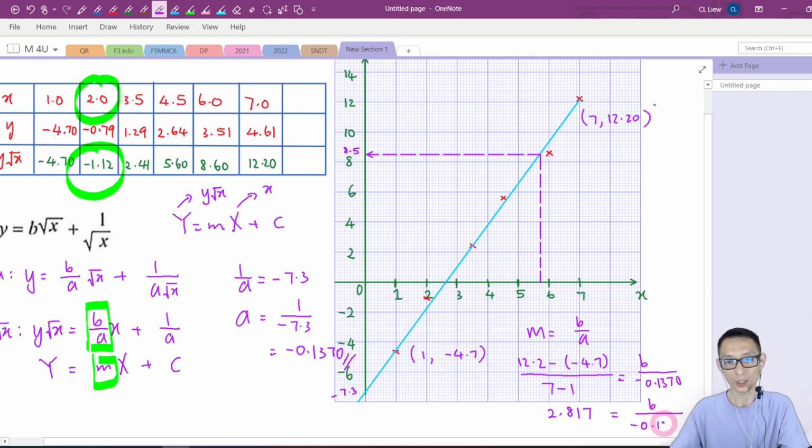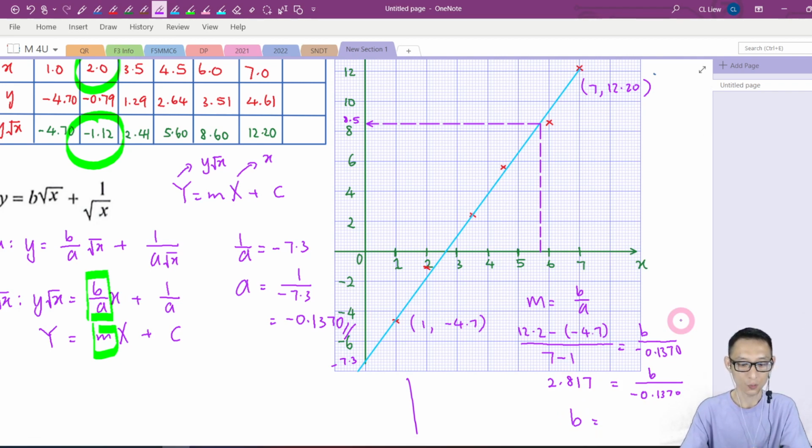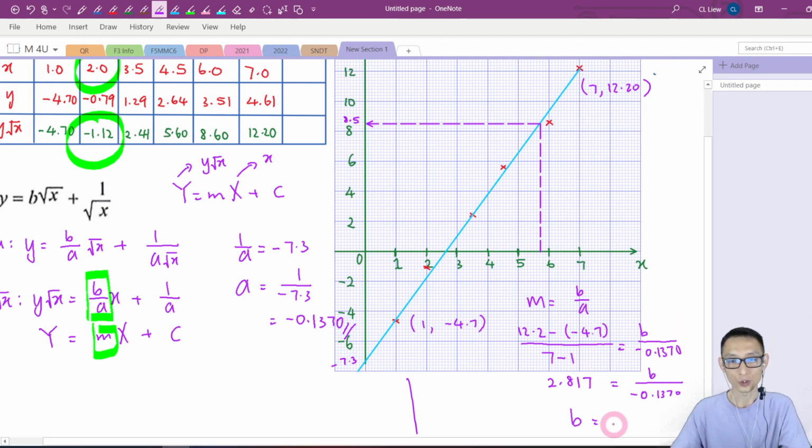Negative 0.1370. So B is equal to this one times this: 2.817 times negative 0.1370. It is equal to negative 0.3859. Okay, this is the answer for this question.